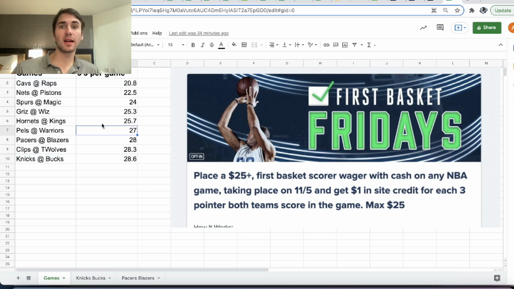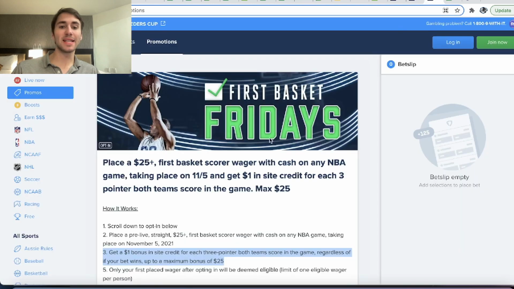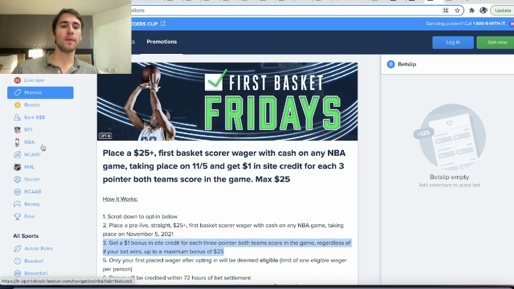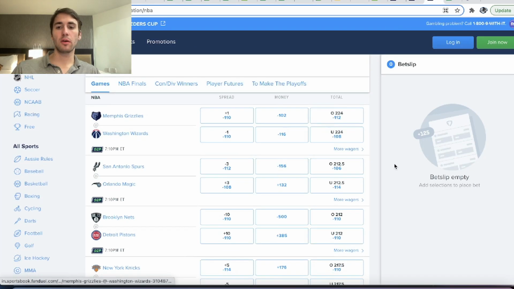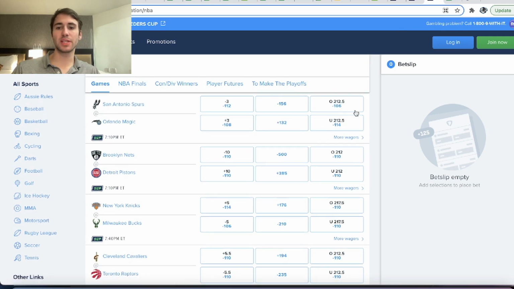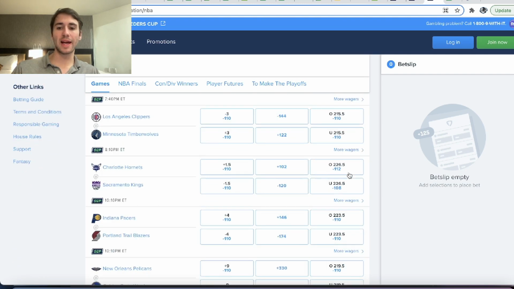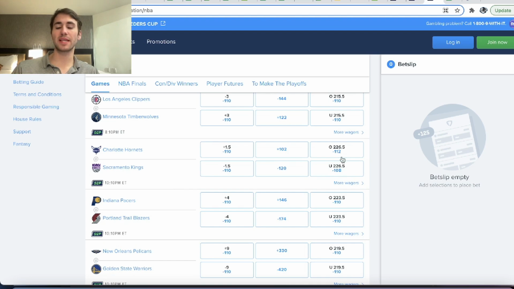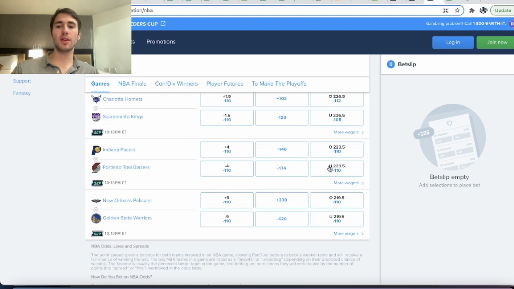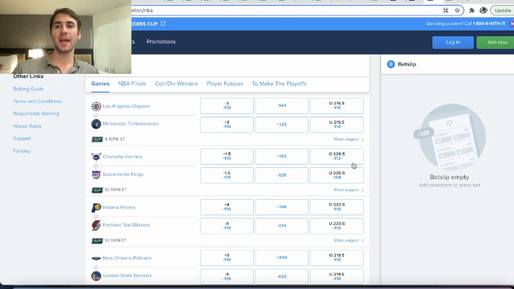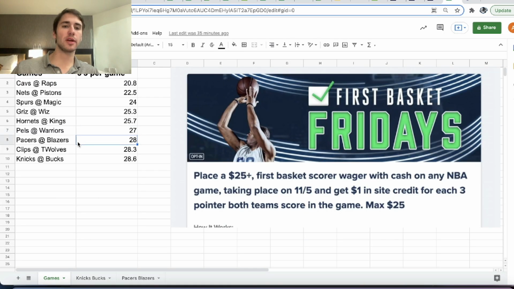So when you're betting on this promotion, it makes sense to pick a game with a high point total, right? Like if you look at Spurs-Magic, you're only expecting 212.5 points. And for Nets-Pistons, you're only expecting 212. Whereas in Hornets-Kings, you're expecting 226.5. So you can look at the total points market as an indication for what game to bet on, as well as the average number of threes teams are making per game.